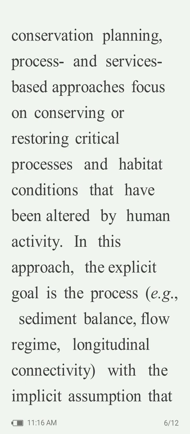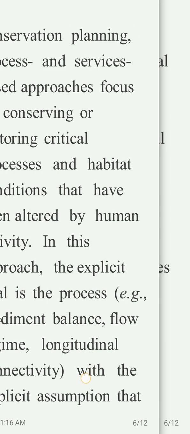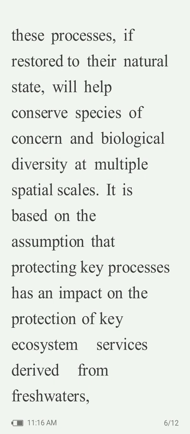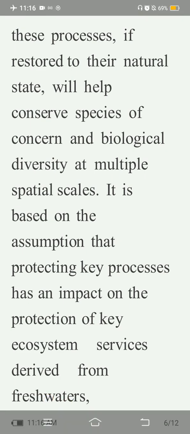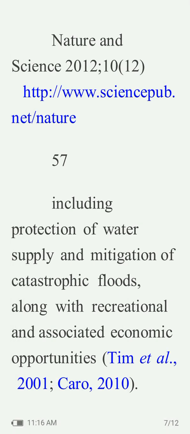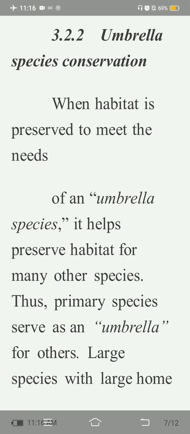In this approach, the explicit goal is the process: sediment balance, flow regime, longitudinal connectivity, with the implicit assumption that these processes, if restored to their natural state, will help conserve species of concern and biological diversity at multiple spatial scales. It is based on the assumption that protecting key processes has an impact on the protection of key ecosystem services derived from freshwaters, including protection of water supply and mitigation of catastrophic floods, along with recreational and associated economic opportunities.